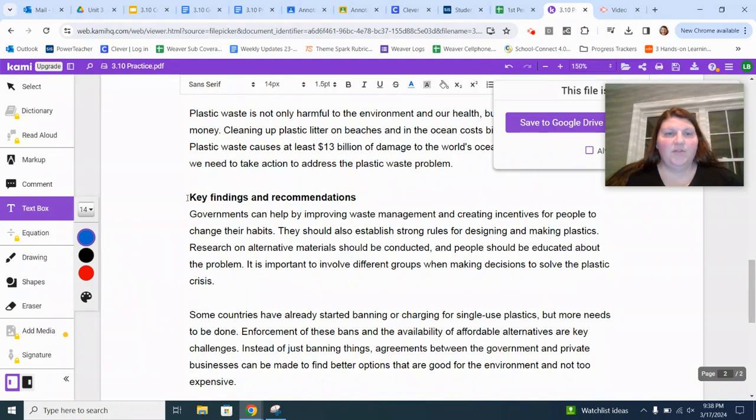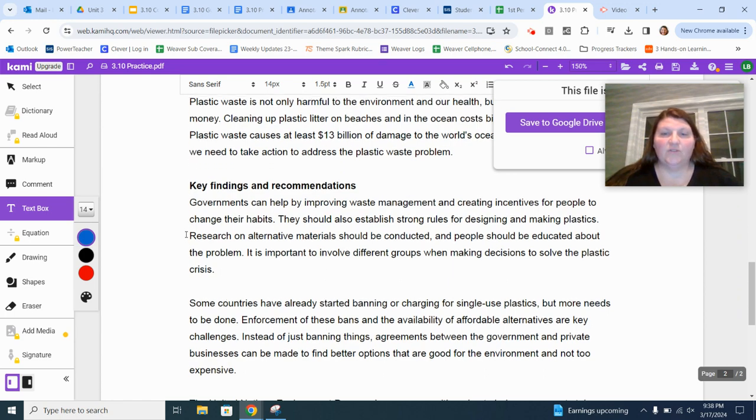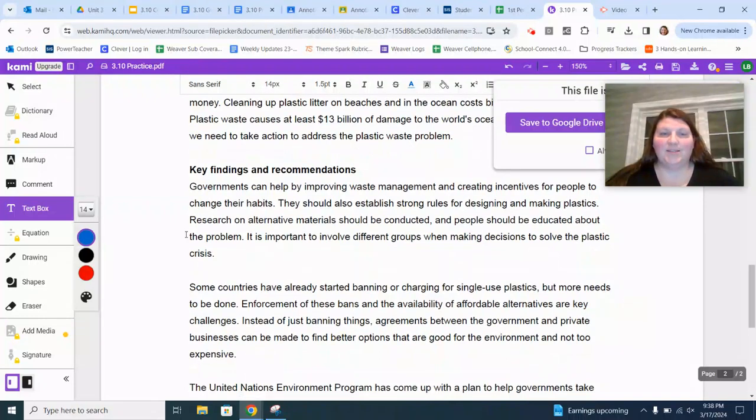Then we move on to this subheading, key findings and recommendations. Governments can help by improving waste management and creating incentives for people to change their habits. They should also establish strong rules for designing and making plastics. Research on alternative materials should be conducted and people should be educated about the problem. It is important to involve different groups when making decisions to solve the plastic crisis.